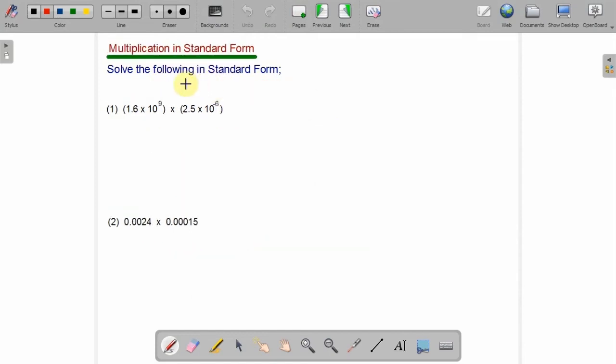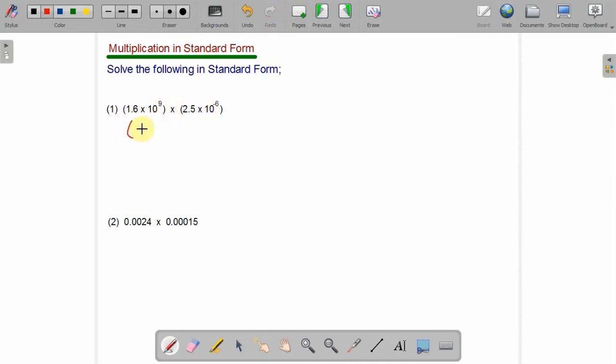Let's quickly go into multiplication and division in standard form. Multiplication in standard form. The question is, solve the following in standard form. If you followed us in the indices we did in the last class, you can be able to solve this one. It's easier than that of addition and subtraction.